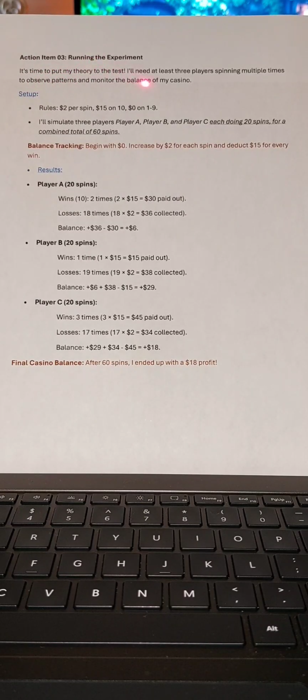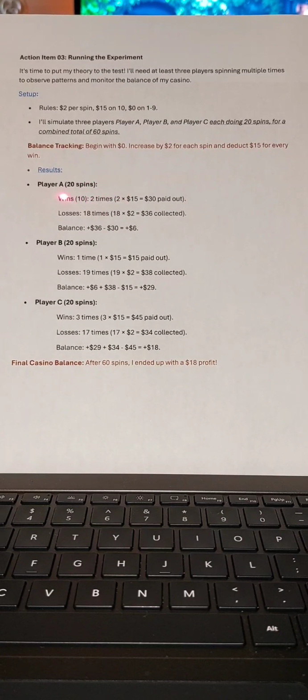Action item 3, running the experiment. It's time to put my theory to the test. I'll need at least 3 players spinning multiple times to observe patterns and monitor the balance of my casino. Setup. Rules: $2 per spin, $15 on 10, and 0 on 1 to 9. I'll simulate 3 players, player A, player B, and player C, each doing 20 spins for a combined total of 60 spins. Balance tracking: begin with 0, increase by $2 for each spin, and deduct $15 for every win.